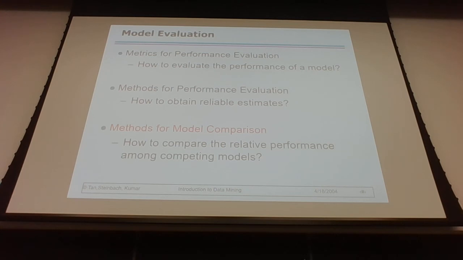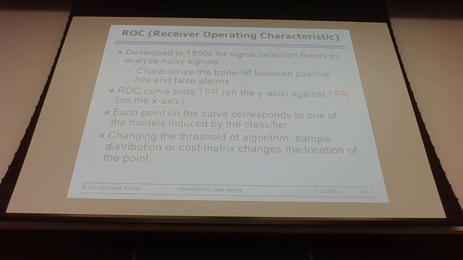So methods of model comparison. This is important. If you have two models, two machines, how do you know which one is better? How do you characterize these? What you can do is plot the true positive rate against the false positive rate. That's where the trade-off comes into the picture. True positive versus false positive. How should the graph look?